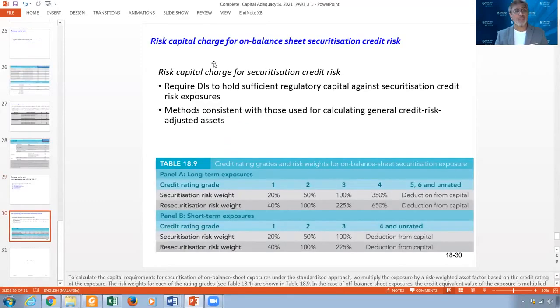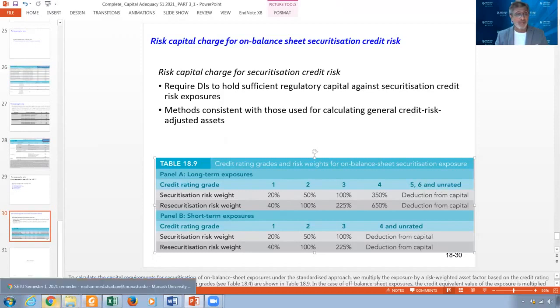Now we move to the risk capital charge for on-balance sheet securitization credit risk. We have securitizations, and those securitizations are in our balance sheet, like MBB, which means mortgage-backed bonds. All we have to do is bring the dollar positions and multiply them according to the numbers 1, 2, 3, 4, 5, and 6.